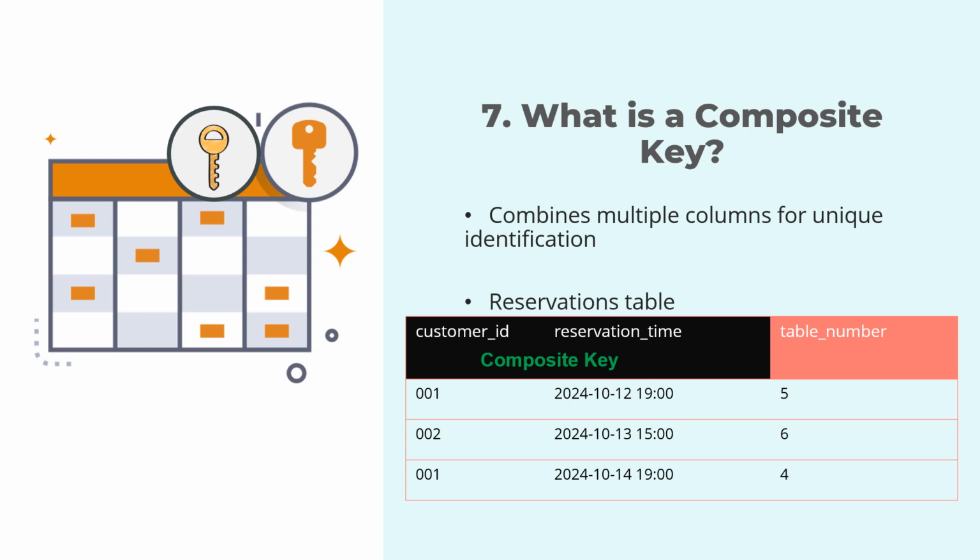For example, refer to the table data shown on the screen. Here, the combination of customer ID and reservation time makes sure that no customer can book the same time slot twice. Even if the customer ID is the same, the time must be different for each reservation. For instance, if customer ID 001 tries to book at 19 hours on 12th October 2024 again, the database will reject it because the combination already exists.